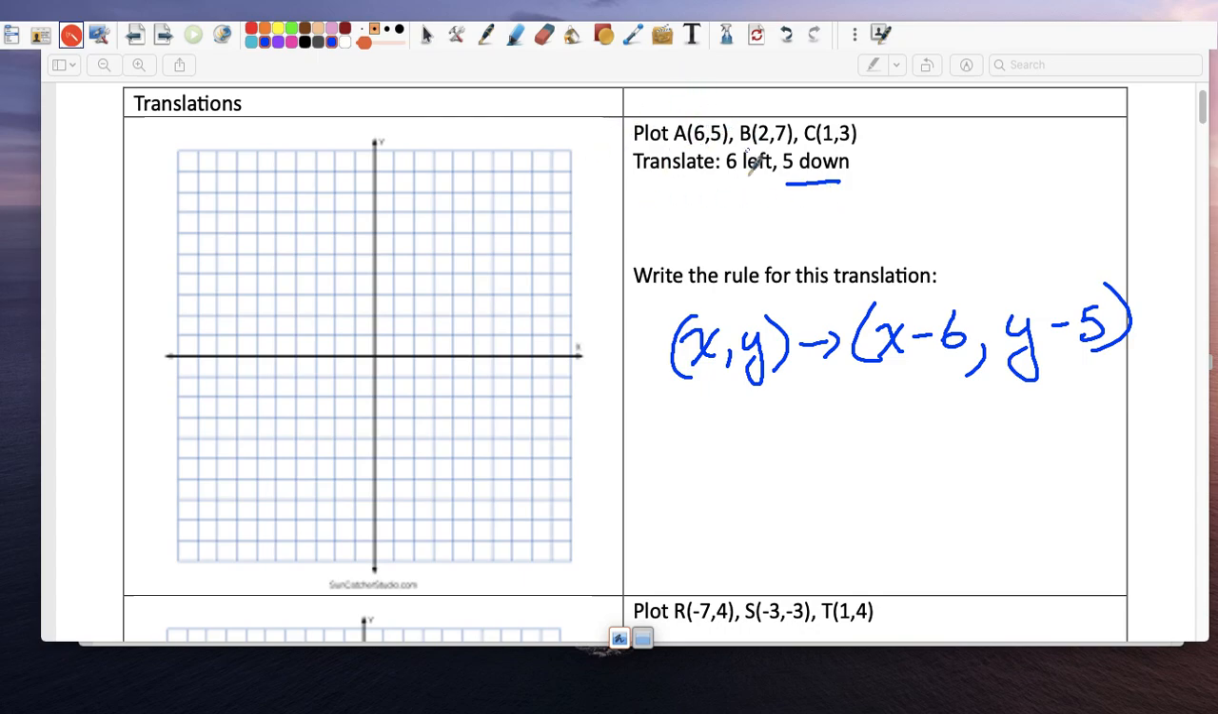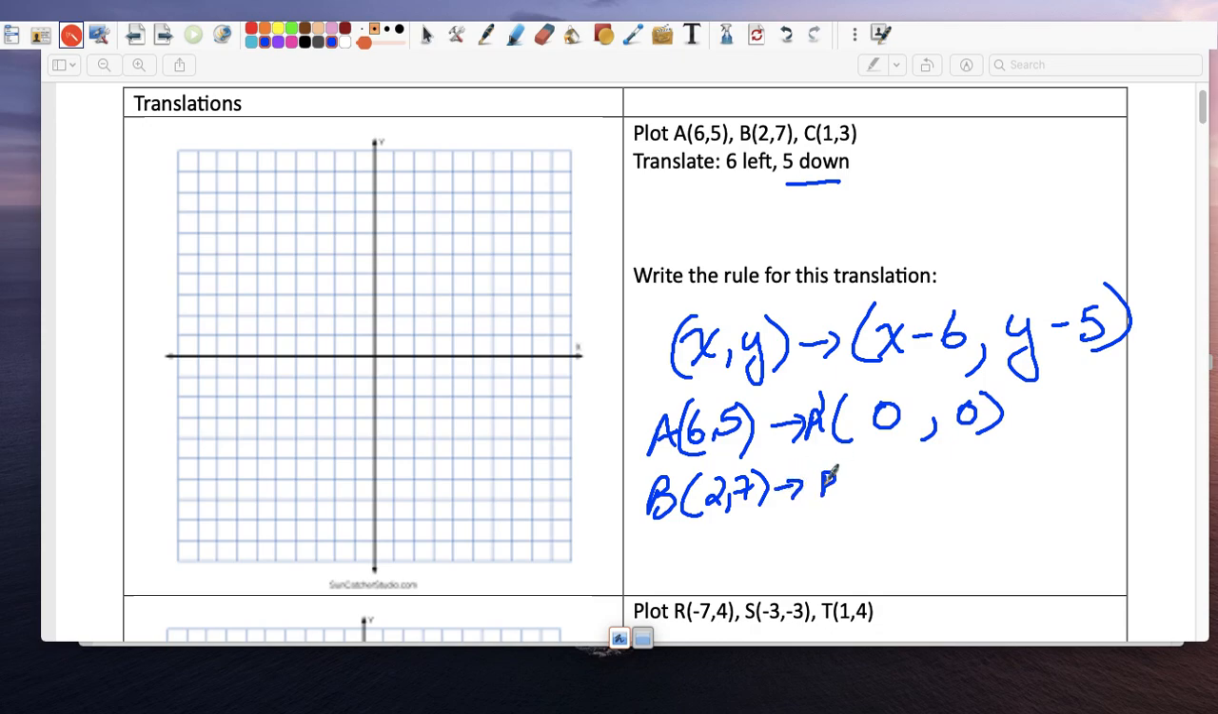So let's take the point. You know what? I'm actually going to do it this way. Point A, 6, 5. So let me show you what happens to point A. Well, the x value is 6. We're going to subtract 6, so we get 6 minus 6, so we're going to end up at 0. The y value, we're at positive 5, and if you're positive 5 and you go down 5, you end up at 0, 0. So let me plot point A. And then, sorry, so that becomes A prime.